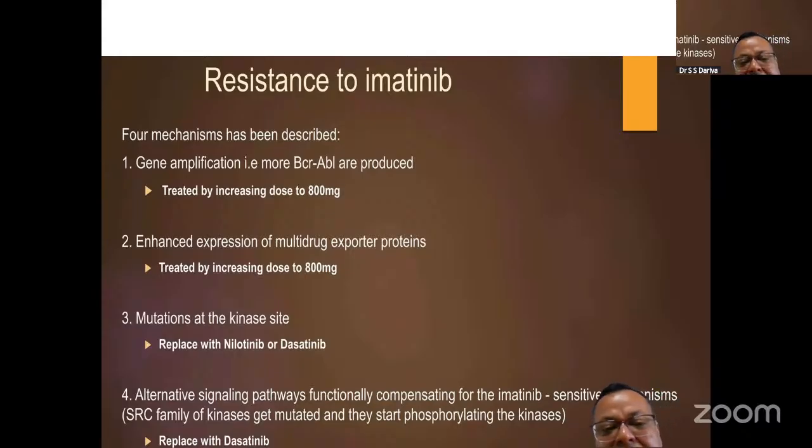Second one is enhanced expression of multi-drug exporter proteins, and again the answer to this resistance is to double the dose of imatinib. Sometimes there are mutations at the kinase site. If a mutation is present, then we need not double the dose, but we have to replace imatinib with nilotinib or dasatinib. And alternatively, signal pathway functionality compensating for imatinib, this is a very sensitive mechanism.